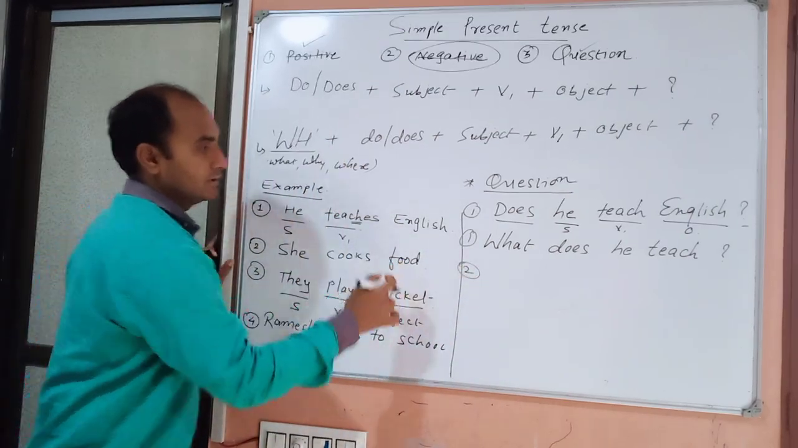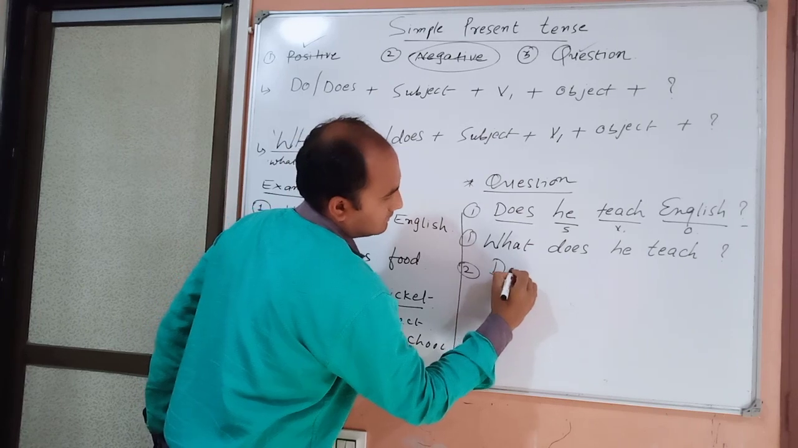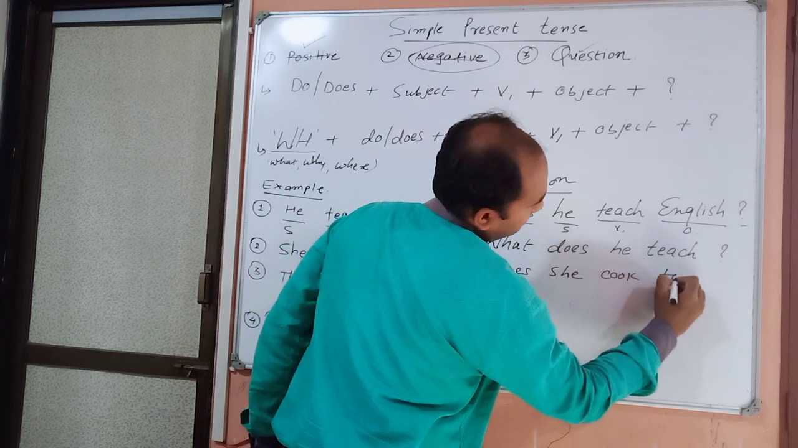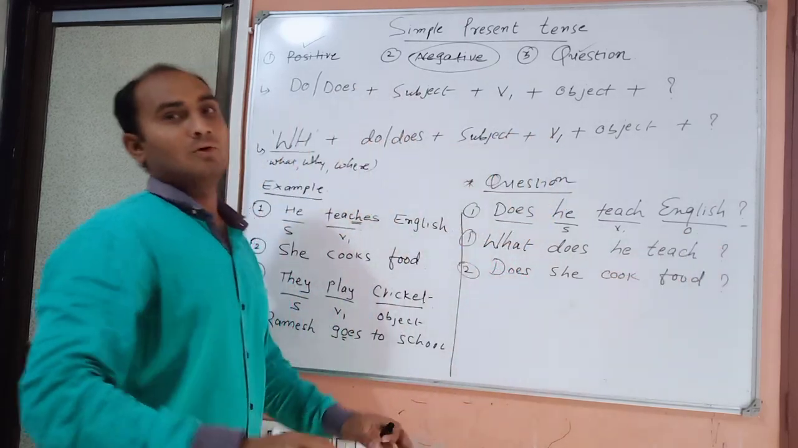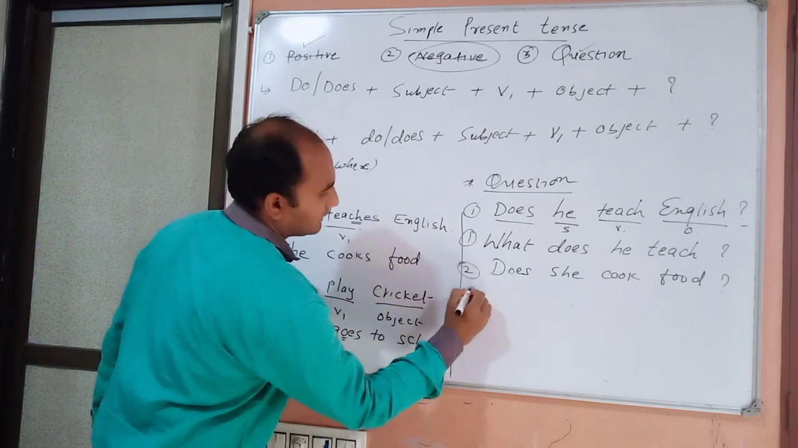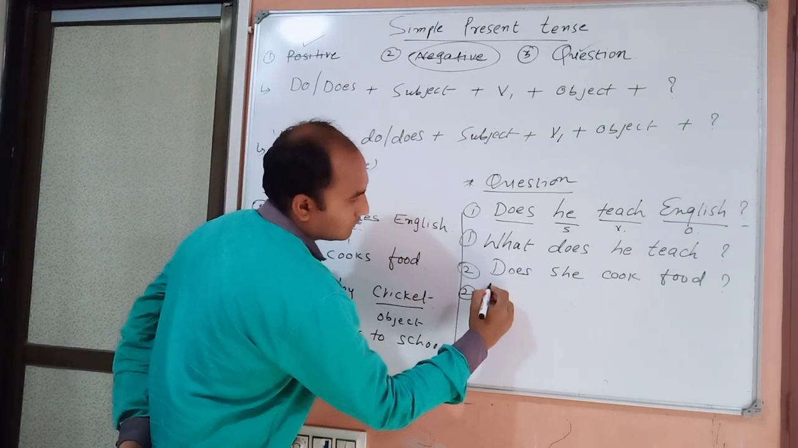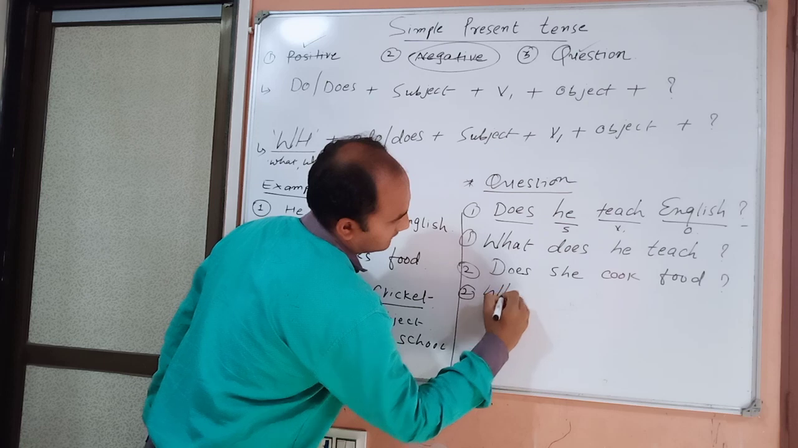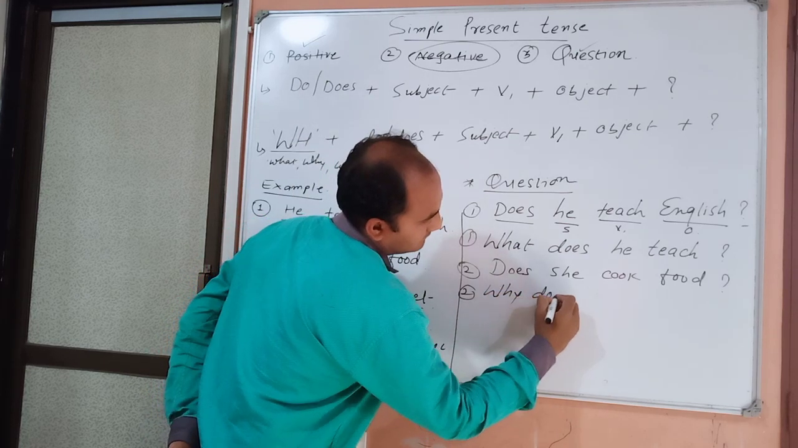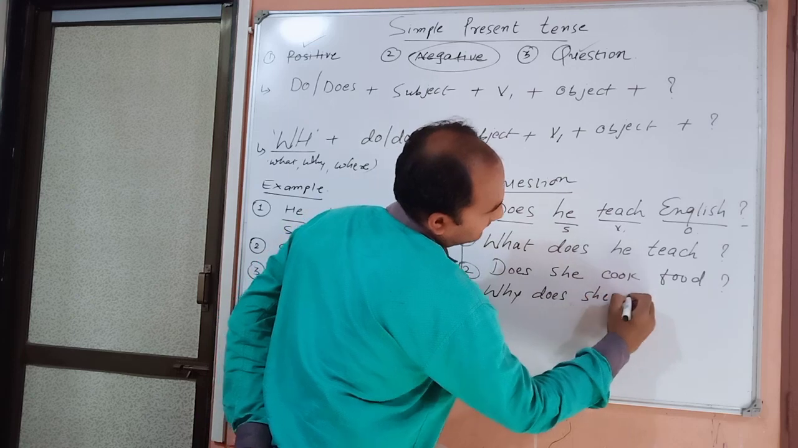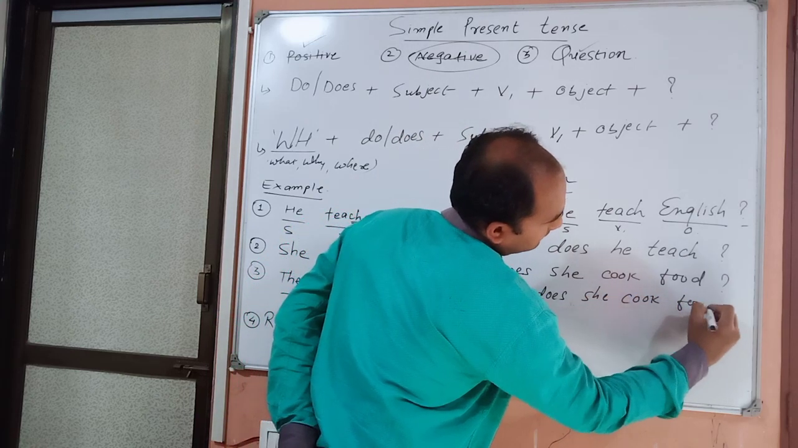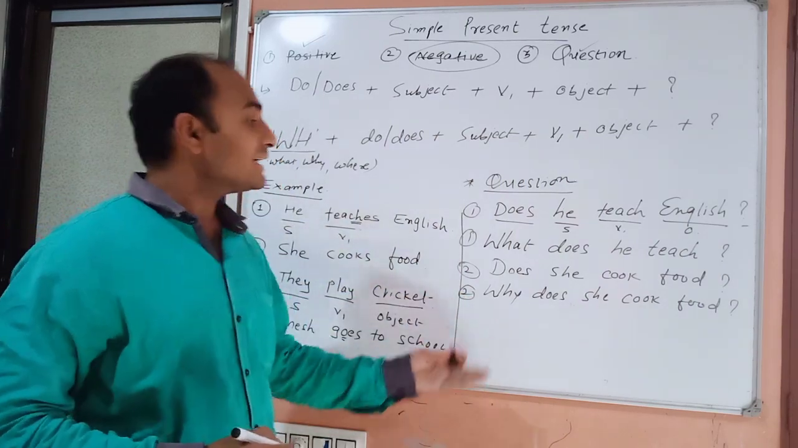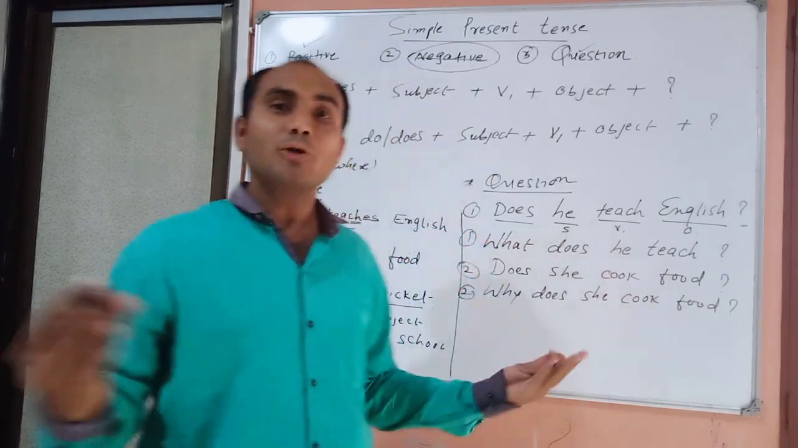Number 2. She cooks food. That means, does she cook food? Yes or no? And second way, what does, and then also we can ask why does she cook food? Question mark. So through this question we will get the answer, the reason. Why does she cook food? क्यों वो फूड पकाती है?